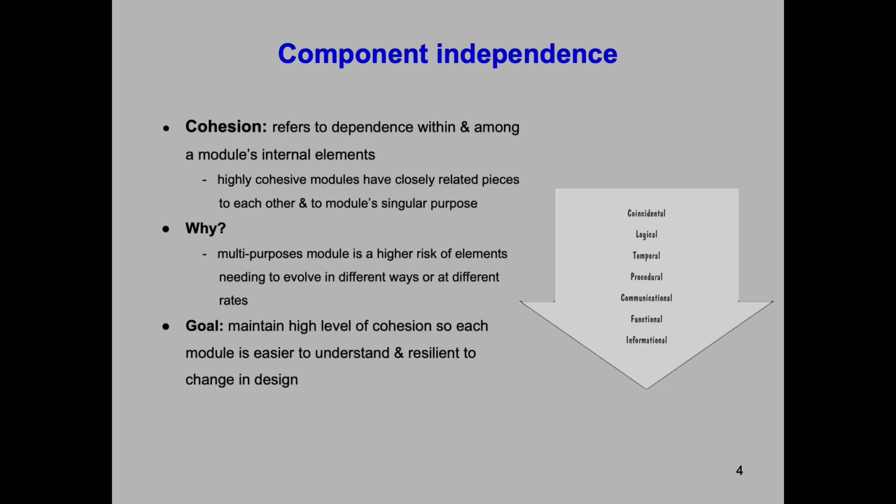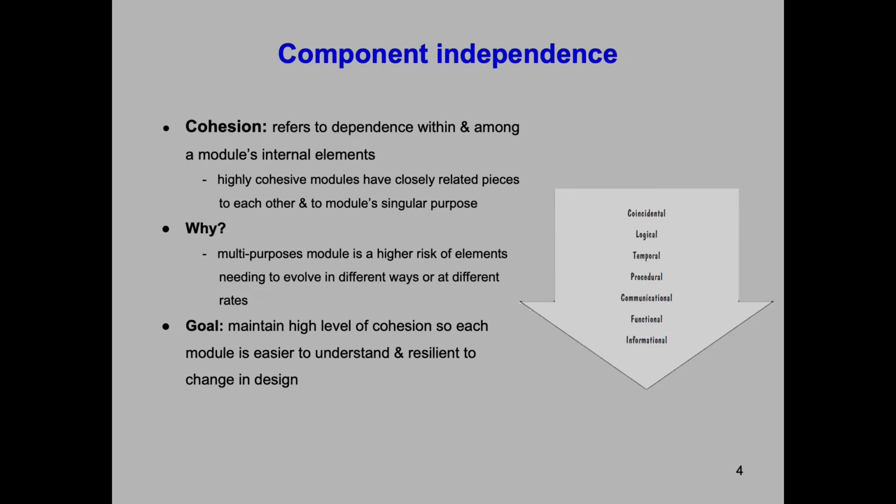Now we're going to talk about cohesion. This is similar to coupling, but where coupling is talking about the connectivity of each module, this is referencing the dependence within and among the module's internal elements. So this is looking internally on how all the attributes relate to each other. So a highly cohesive module has closely related pieces to each other and to a module's singular purpose.